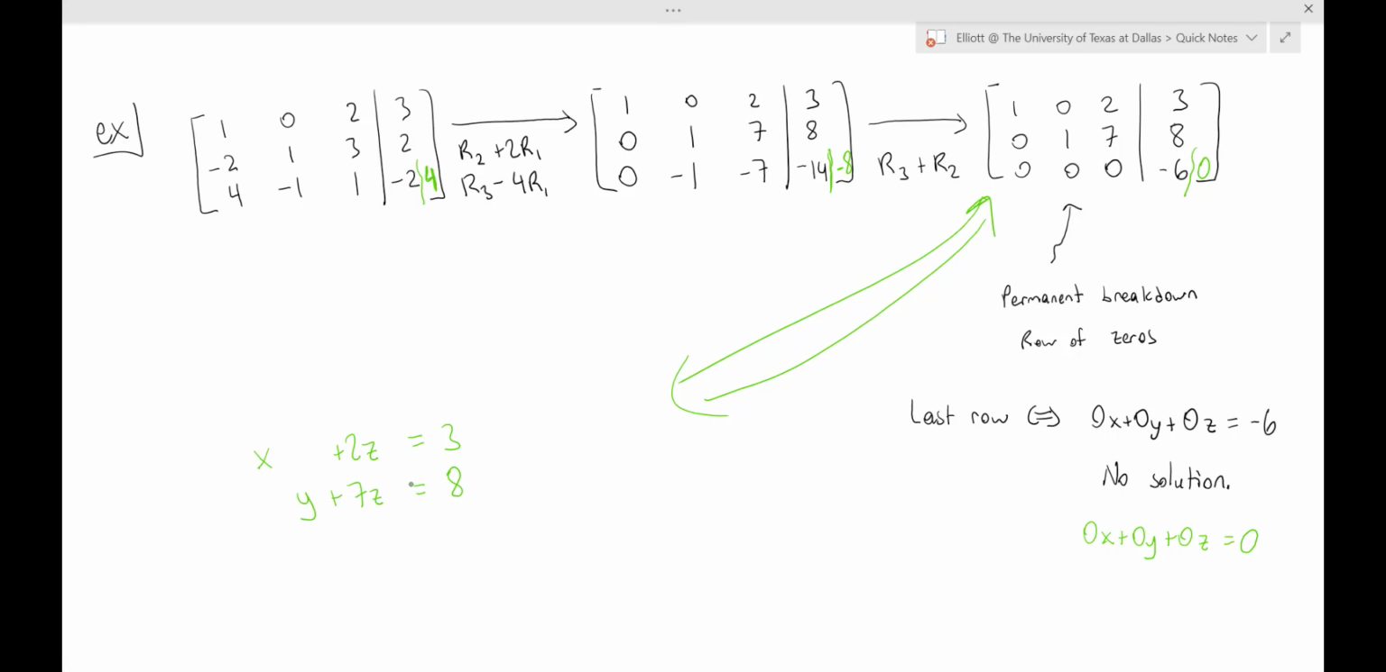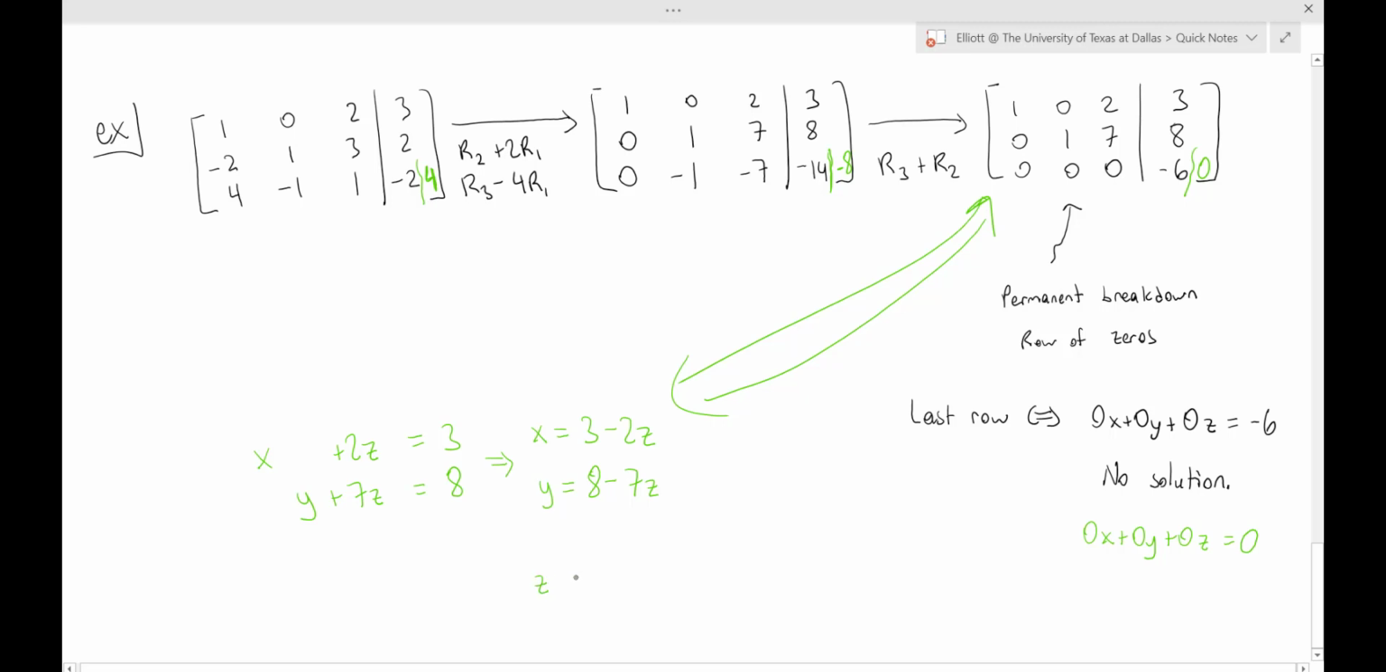So what I can do is I can solve for two of the variables. So if I solve for y in the second equation, we get y equals 8 minus 7z. If there were y's in the first equation, I would substitute this back into the first equation, and then I would solve for x. In this case, we would just get x is 3 minus 2z. All right. So we have a solution of sorts for x and y, but we don't have anything for z.